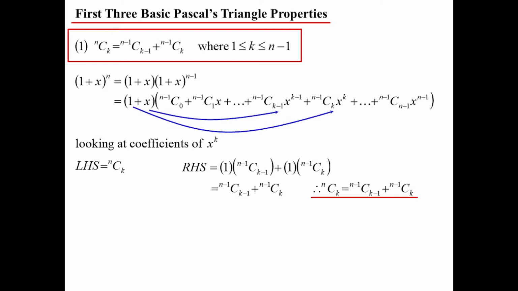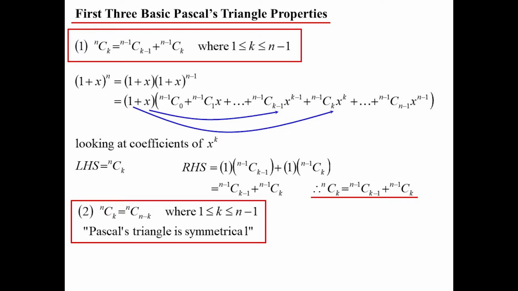Okay, so that's the first pattern. The next one's a little bit easier. nCk will always equal nC(n minus k). That's just basically saying it's symmetric. So the second last number and the second number are always the same. The third last number and the third number are always the same, and so on and so on. So there's symmetry about Pascal's triangle.